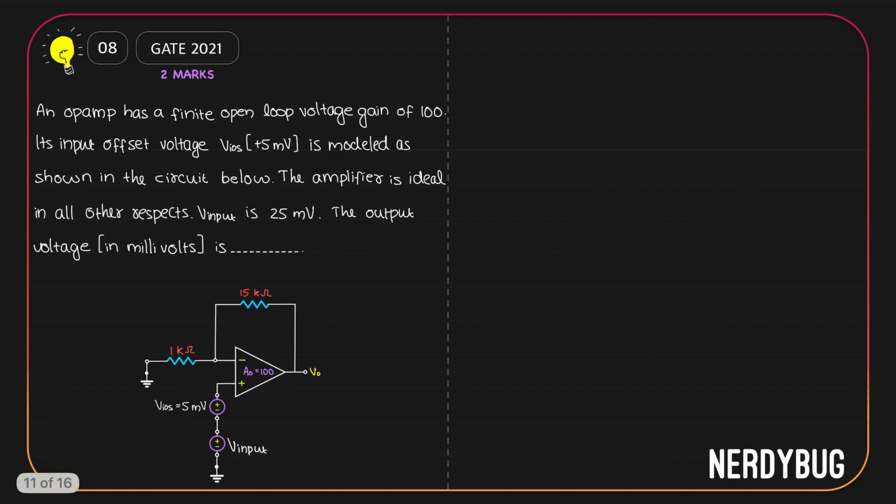Let us see the next problem. The OpAmp in the circuit has an open loop voltage gain of 100. Its input offset voltage is 5 millivolt. It can be seen over here in the circuit. The amplifier is ideal and the input is 25 millivolt. What we have to find out is the output voltage in millivolts.